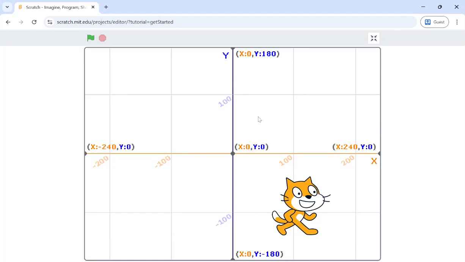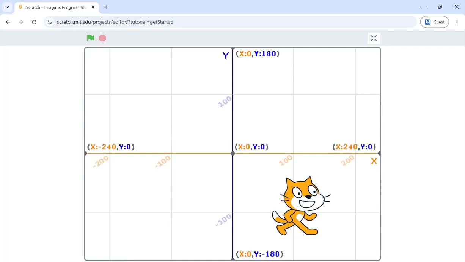The orange line is X, and the vertical line is Y. X helps us in moving our sprite left and right, and Y will help us in moving our sprite up and down. If you notice, the value of X and Y both in the center is 0. To the extreme left, the value of X is negative 240, and to the right it is positive 240. So basically, if the sprite moves towards the right, the value of X is increasing, and if the sprite moves to the left, the value of X will be decreasing.